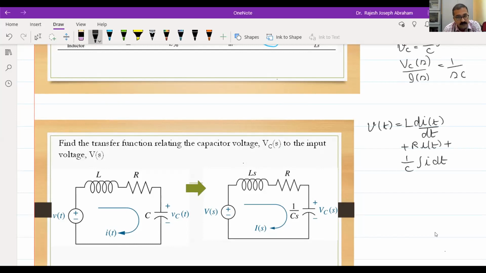Okay. So V of t must be equal to what? Sum of potential drops. So drop across inductance L is L di by dt. Drop across R is R into I of t, and drop across capacitance C is nothing but 1 by C integral I dt. Okay. Let's take Laplace transform. What do you get? V of s is equal to SL plus R plus 1 by Cs into I of s.